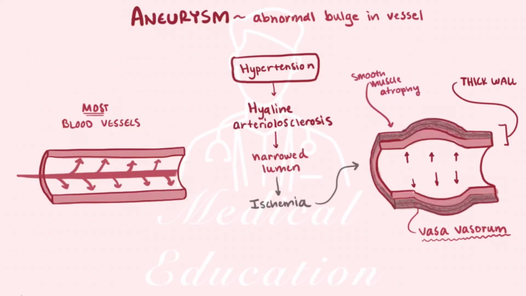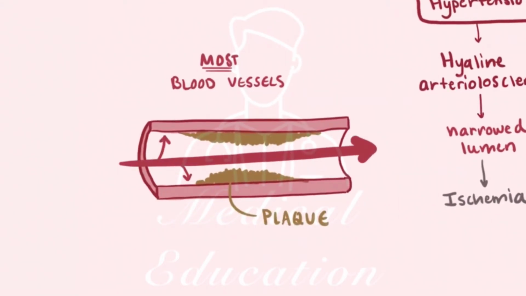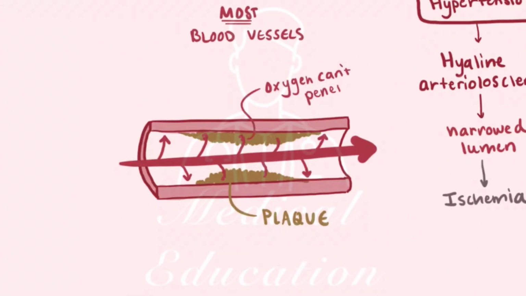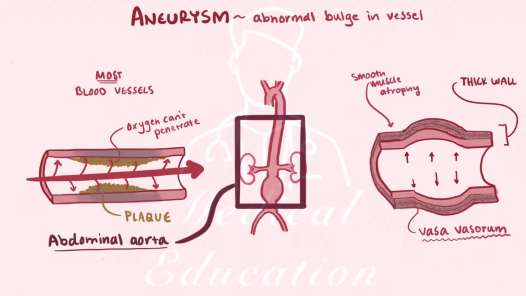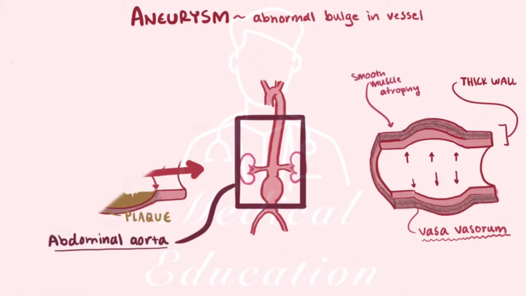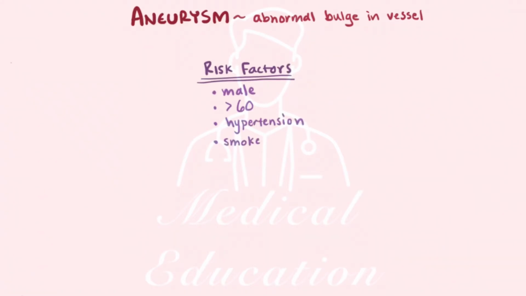The same thing can happen in blood vessels without vasa vasorum if we have a bunch of plaque building up on the tunica intima thanks to our friendly neighborhood atherosclerosis. Oxygen just can't penetrate all the layers of the wall. You can see this type of aneurysm often in the abdominal aorta, where blood pressure is high and the aorta walls are nourished by passing blood. If you think about this, it's no wonder then why both aneurysms and atherosclerosis share similar risk factors. They're usually people who are male, who are over the age of 60, and who have hypertension and smoke.